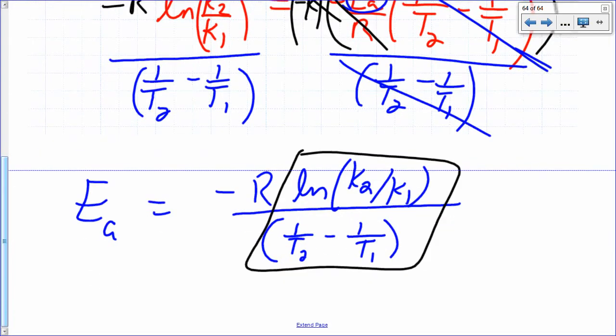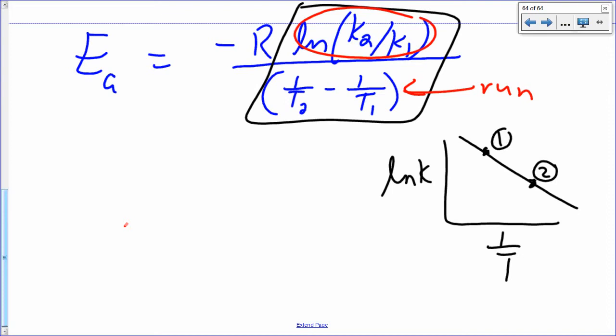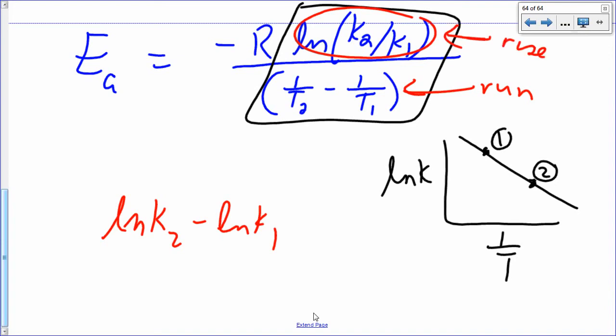Think of it this way. This thing right here is really nothing more than the slope. If you were to plot natural log of k versus 1 over T, and pick two data points there, points 1 and 2, then 1 over T2 minus 1 over T1 is the run, and ln of k2 over k1, which is the same as ln k2 minus ln k1, is the rise. So negative R times the slope is the energy of activation.